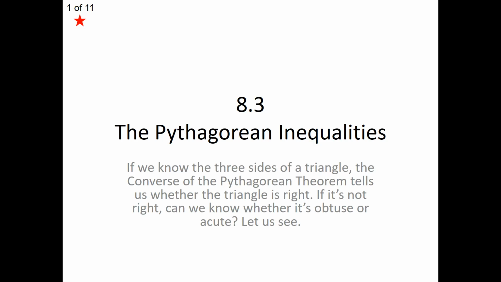So we kind of opened an interesting question back in our 8.2 part 1 lesson on the Pythagorean converse. What we found in the Pythagorean converse was a way to test to see if a triangle is a right triangle. However, the question we want to ask ourselves now is, would it be possible for us to determine if a triangle is acute or obtuse if it's not a right triangle?